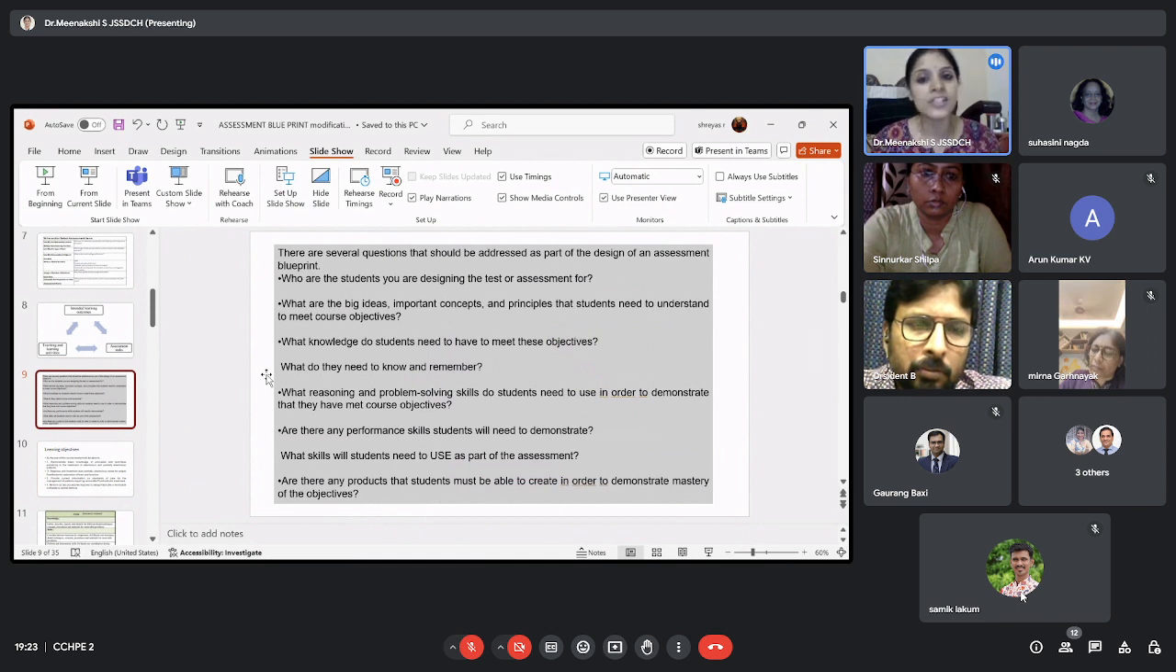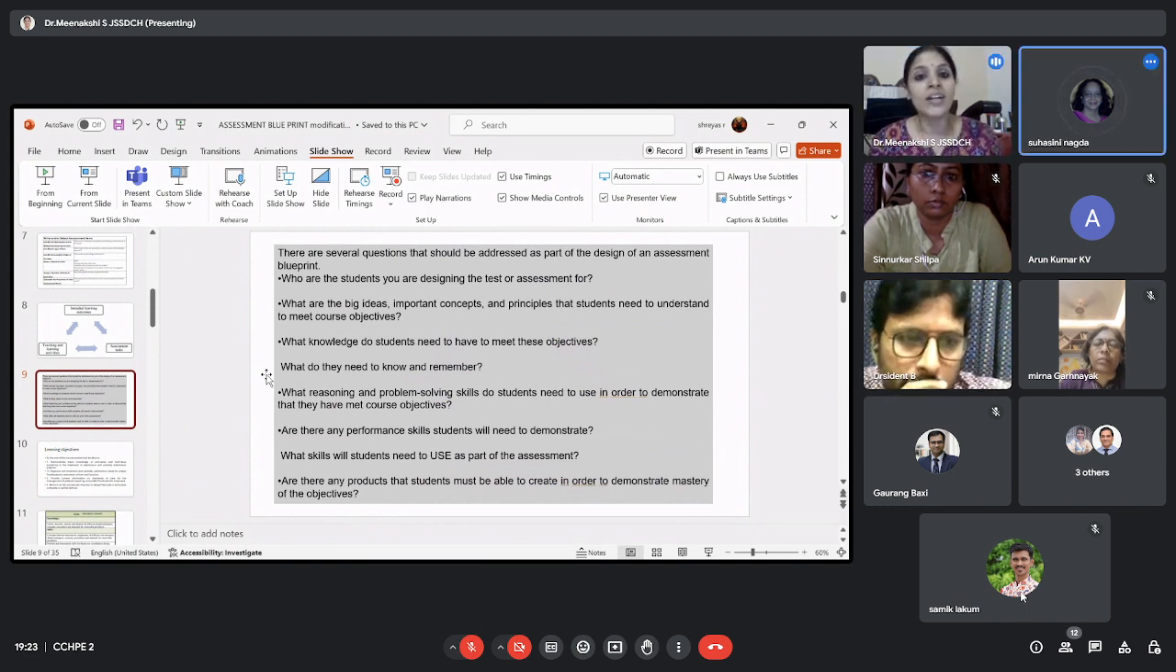That would be the first question which we are supposed to ask ourselves: whether the assessment is meeting the target audience. What are the important concepts or principles we are assessing the student on to meet the learning objectives? What level of knowledge are we assessing from the student, and what do they need to know and remember? What reasoning and problem solving skills do students need to use in order to demonstrate that they have met the course objectives?